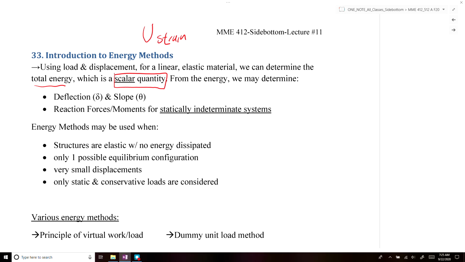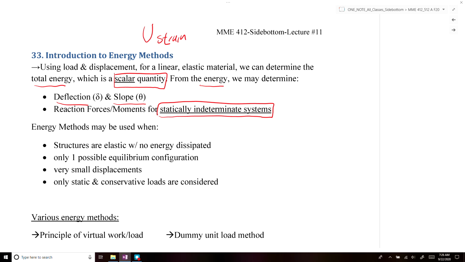So what we're going to talk about in the next few lectures, leading into an introduction to finite element methods, is how, from this energy due to the strain within our stress elements, we can determine a few things for elastic bodies. We can determine the deflection, the displacement, and the slope for those bodies, and we can also determine the reaction forces and moments for statically indeterminate systems. Energy methods are the basis of solving statically indeterminate systems.